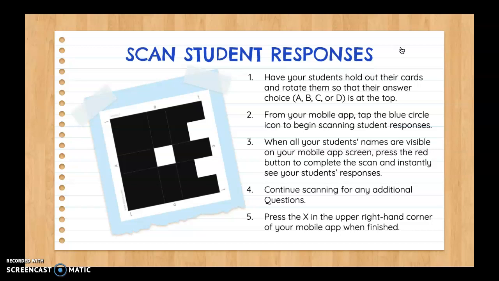Then, like I said earlier, the questions are going to display on your board, and your students are going to select their responses. So this is the process for scanning student responses. You're going to have your students hold their cards and rotate them so that the answer that they choose is at the top of the card. Then from the mobile app on your mobile device, you're going to tap the blue circle icon to begin scanning your students' responses. When all the students' names are visible on your mobile app screen, you're going to press the red button to complete the scan and instantly see your students' responses.